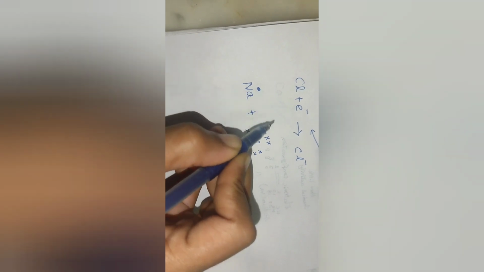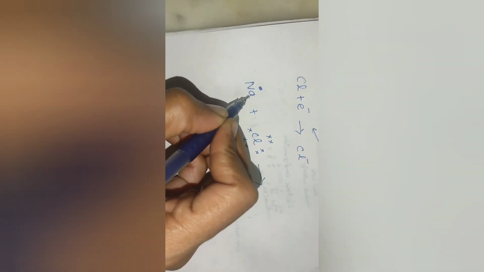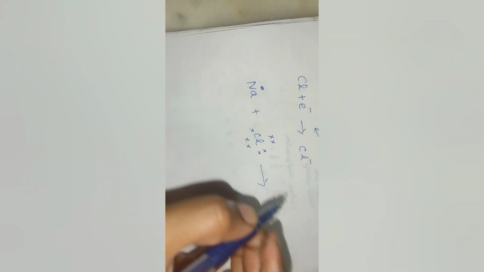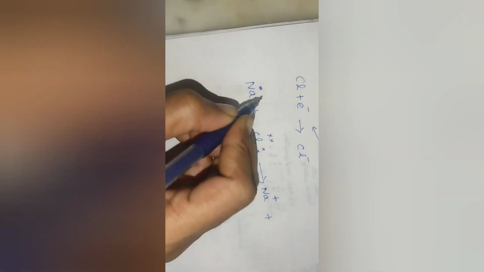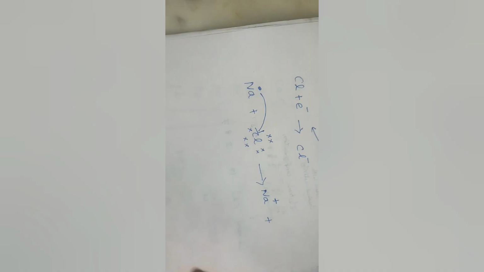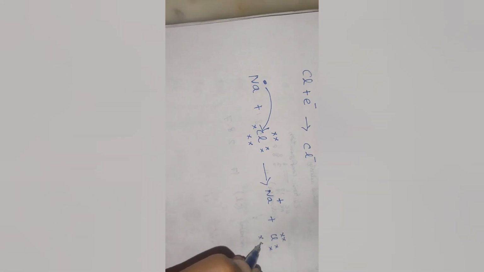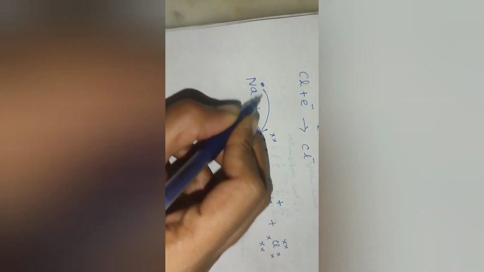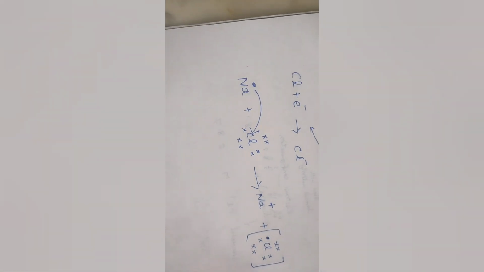So this one electron is going to join with this chlorine. Sodium is giving one electron, so it has become positive. So it is positively charged. Now this electron is going to join with this chlorine. So chlorine has 1, 2, 3, 4, 5, 6, 7 and this electron is joining here, 8. So totally chlorine is accepting that electron and it becomes negatively charged.